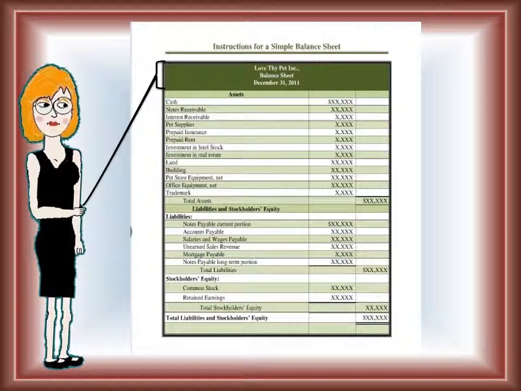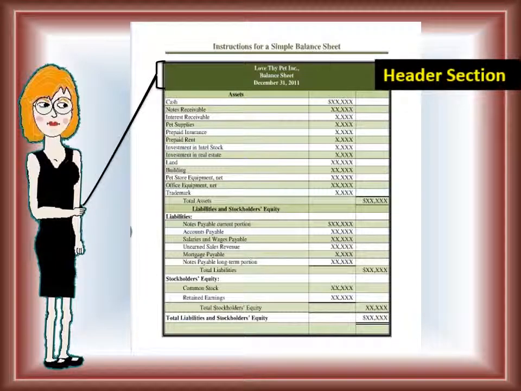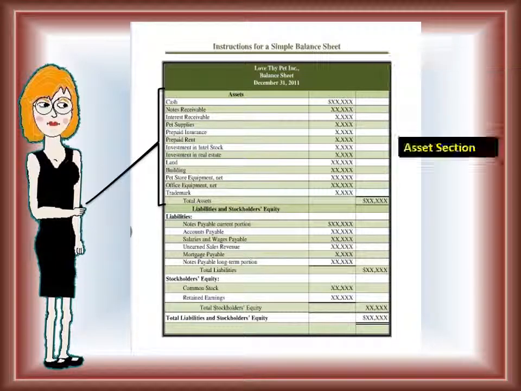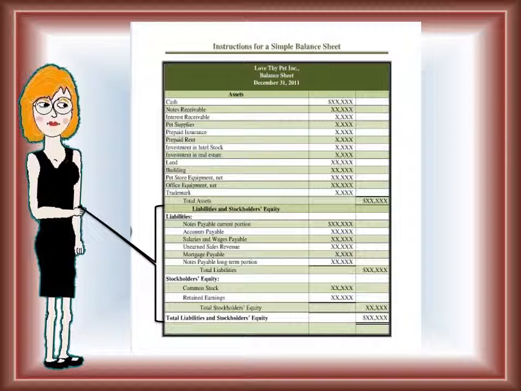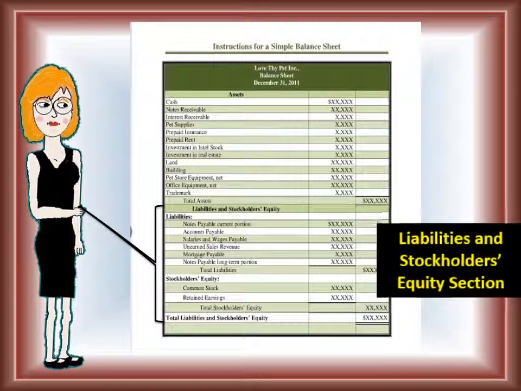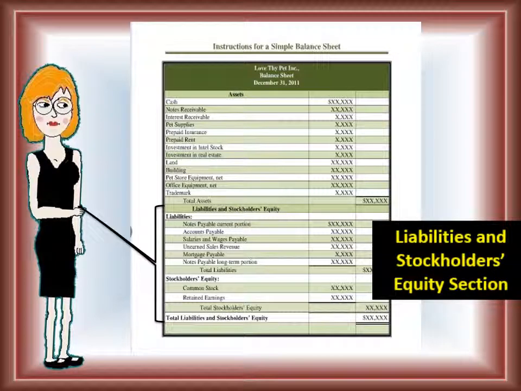Now we have our three sections. We have the header section, we have the asset section, and we have the liabilities and stockholders' equity section. These are the three sections of a simple balance sheet.